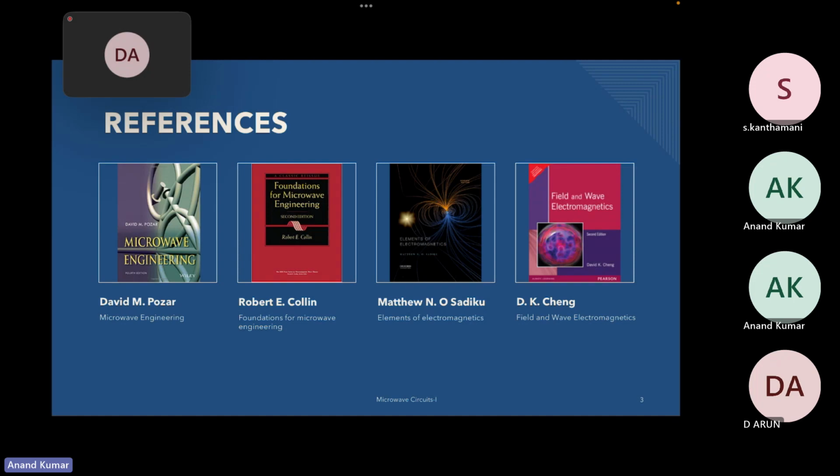In the last class, we were following Cheng, and today we'll again cover some topics from Cheng, which is single stub and double stub matching, and basically the impedance matching things. I have covered examples from Cheng. There are also examples in Pozar. Since we have not discussed these, you can take a look at them by yourself.